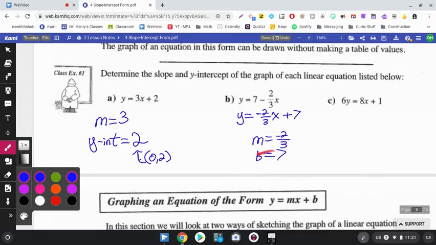There's a lot of ways I could write this. B value of 7. I could have also gone with this and said the y-intercept equals 7. I could have also written it as a coordinate pair. There's all sorts of ways for me to write that.